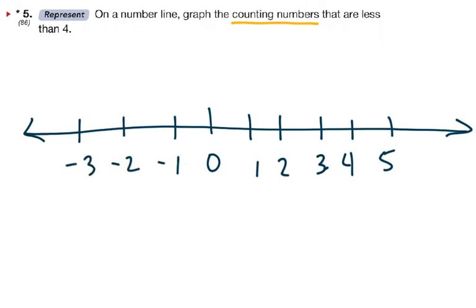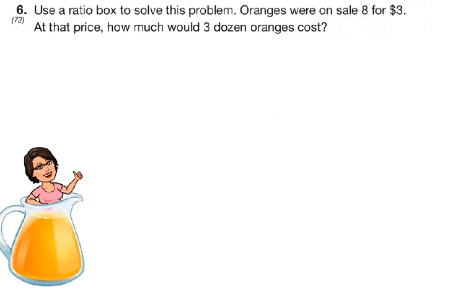And we want the ones that are less than 4, and they're counting numbers, so only the numbers that we count. So 1, 2, and 3. And we're just going to put a dot because we just want counting numbers. And again, remember, counting numbers do not include 0.